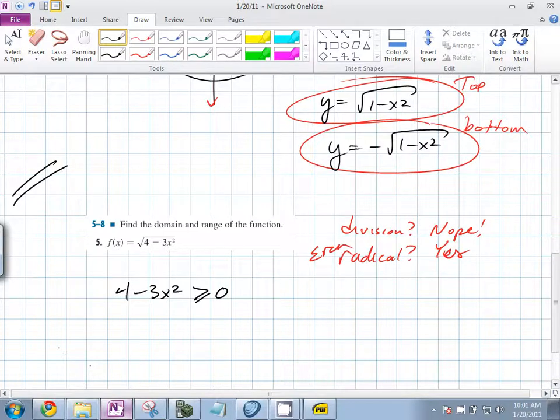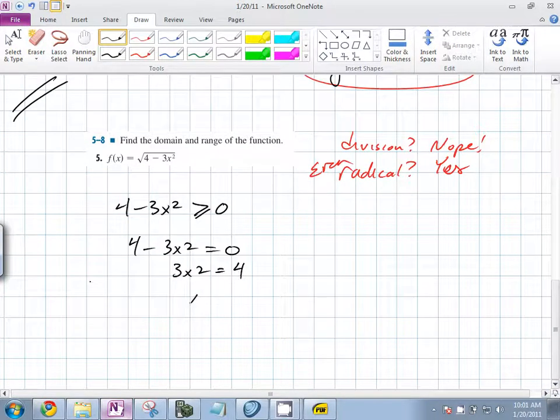So how do you find out where this is greater than or equal to 0? Set it equal to 0. Exactly. Equals 0. So 3x squared is equal to 4. So what does x squared equal? 4/3. 4/3, not 3/4.